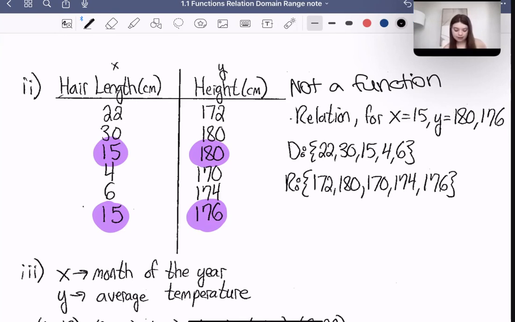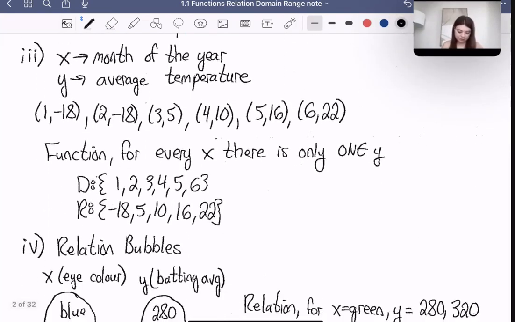Good. So anyway, then we have our domain, which is all the possible x values here, all the possible hair lengths that we are given. And then here we have our range, which is all the possible heights we are given in this example. Okay, so that one was not a function. Let's move on to example 3.